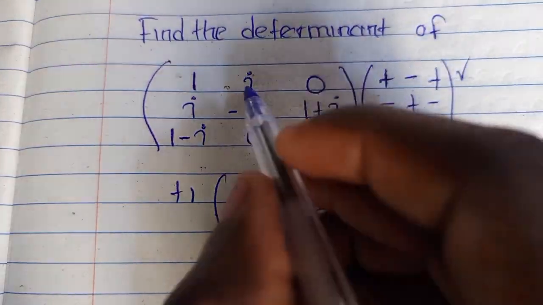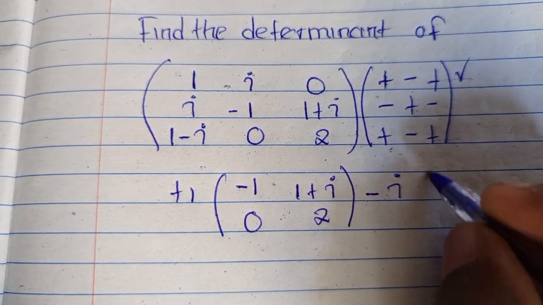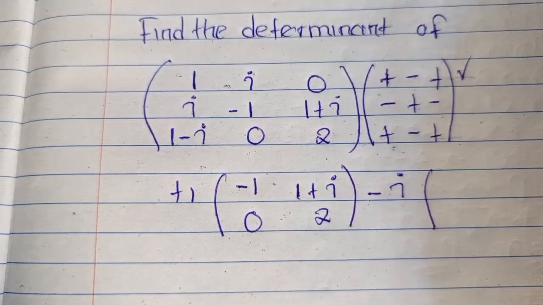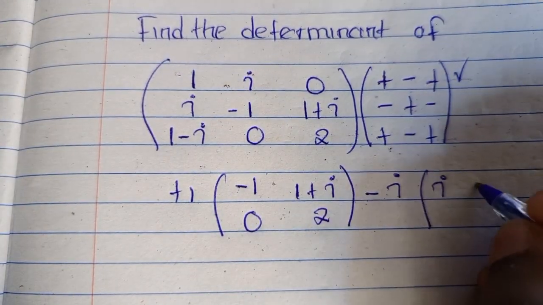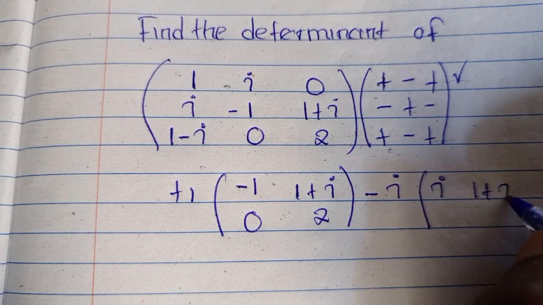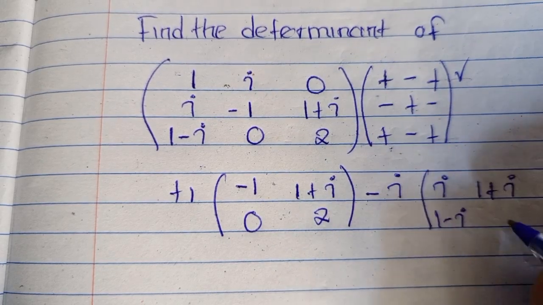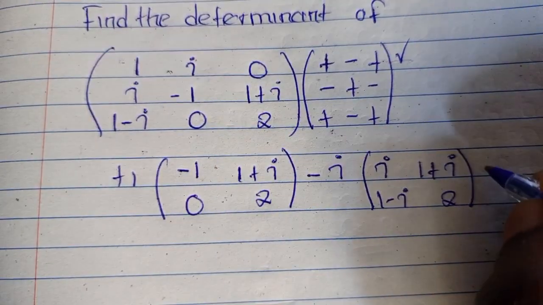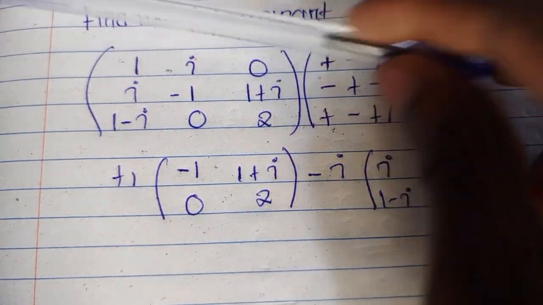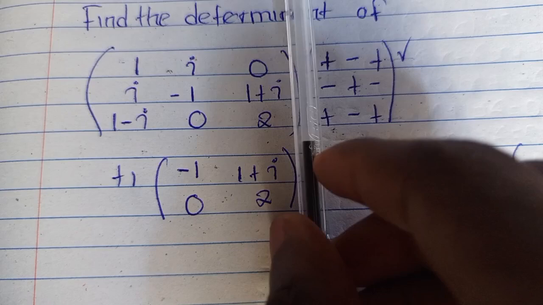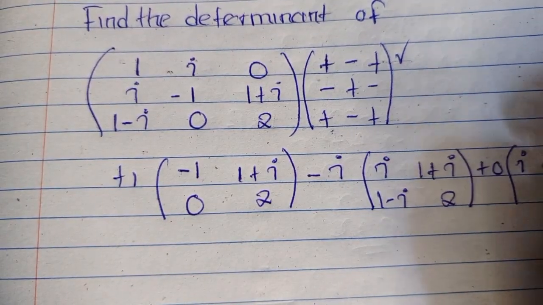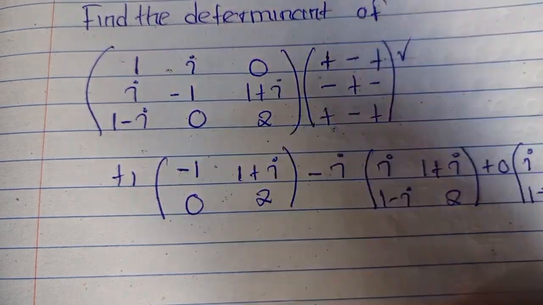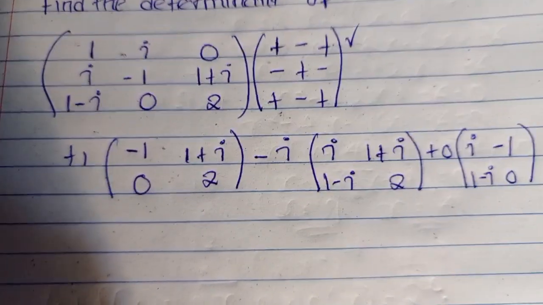Then you go to this negative, meaning you have chosen I, and you hide the column and hide the row. So you have I, 1 plus I, 1 minus I, and 2. And you have the 0, which is positive here. You hide the row in which 0 is and the column in which 0 is, and you have I minus 1, 1 minus I, and 0 here. So this is what you have with your operation.